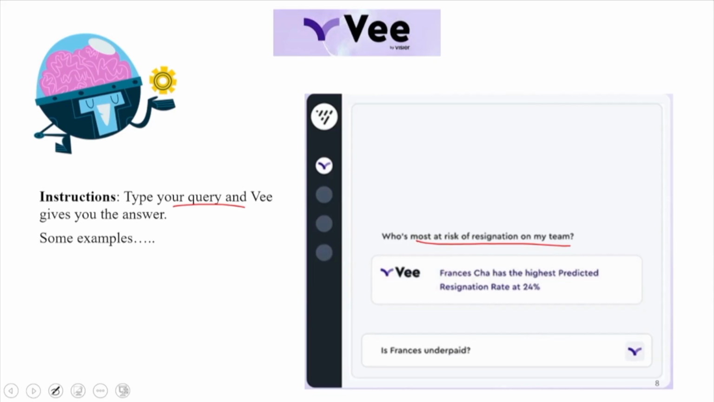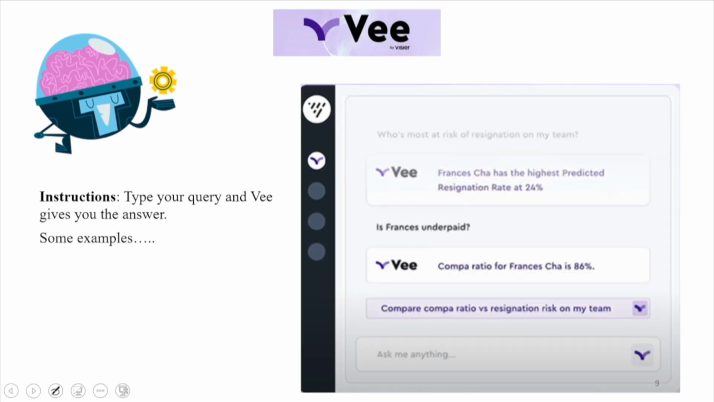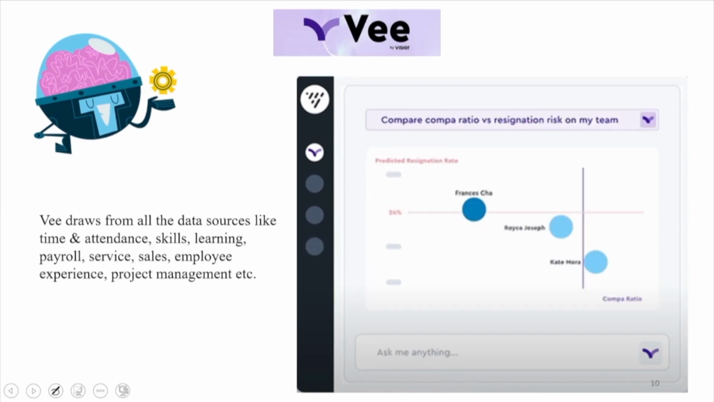So who is at the verge of resignation, or having the most risk of resignation in a particular team? Also, we'll have some understanding of what the predicted resignation rate would be, or what the different parameters are that affect resignation. When you look into V, it draws from all the data sources, not only the data given at the beginning, but also time and attendance, skills, learning, payroll, service, sales, employee experience, project management. So a whole lot of data is being taken by V.